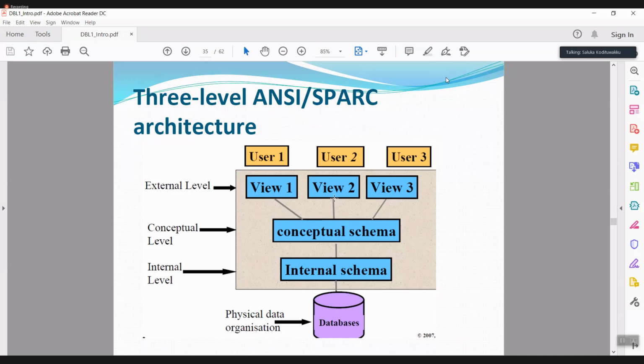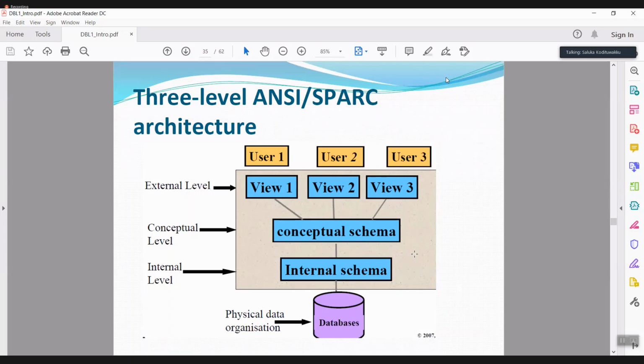You can see the association lines here, and what that means is each view should have an association with the conceptual schema. Only one conceptual schema exists for any database, and it has the internal schema of the same database, and the internal schema has an association with the physical storage device. Therefore, when a particular user tries to access the database, interaction among these three levels is essential.